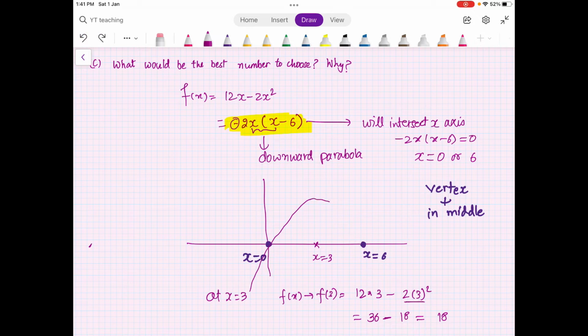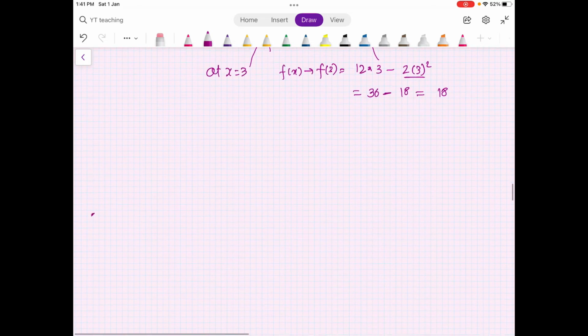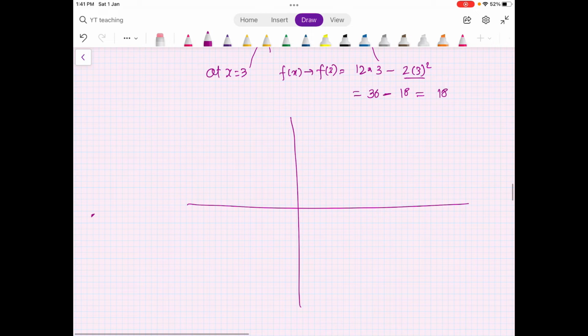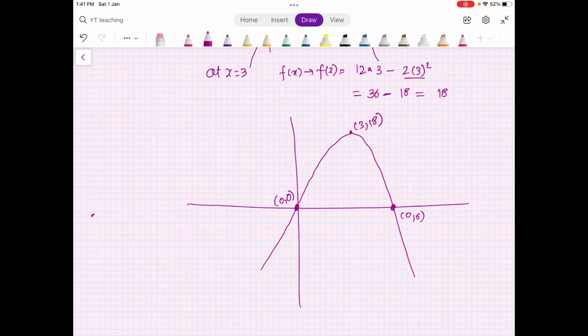Let me make a nicer one. And this point here is (3, 18). So now you look at this function. Let me draw it again. You have a function like this, passing through (0, 0) and (6, 0), and this is (3, 18). So your graph is not going up, right? The maximum value which your function can attain is 18.